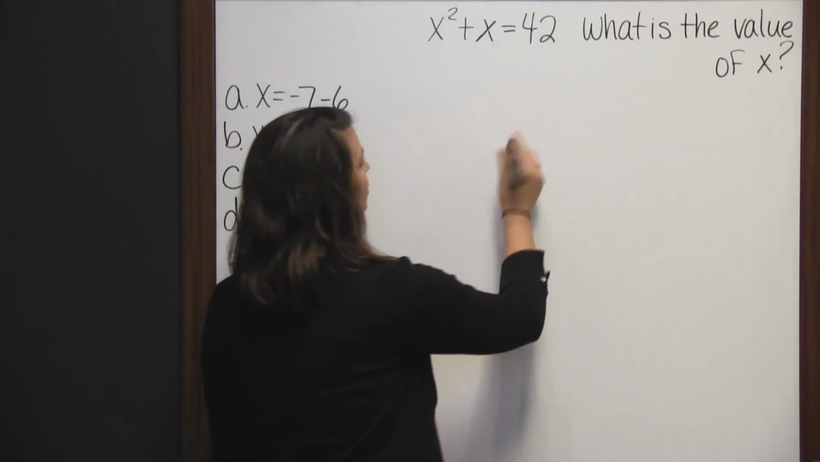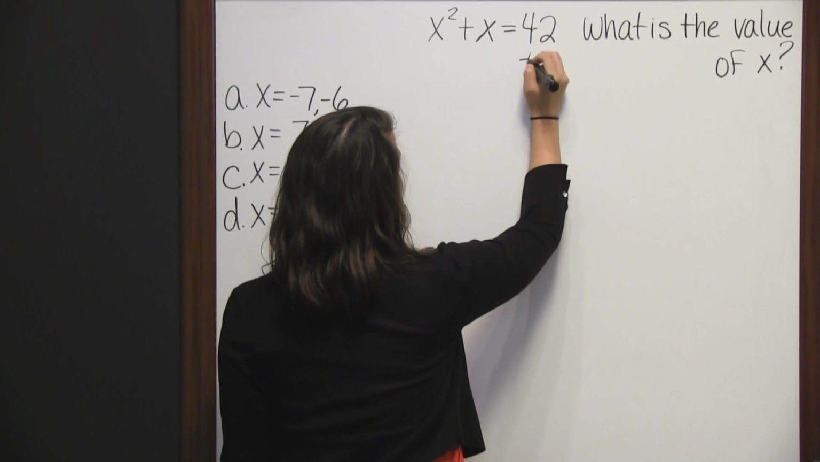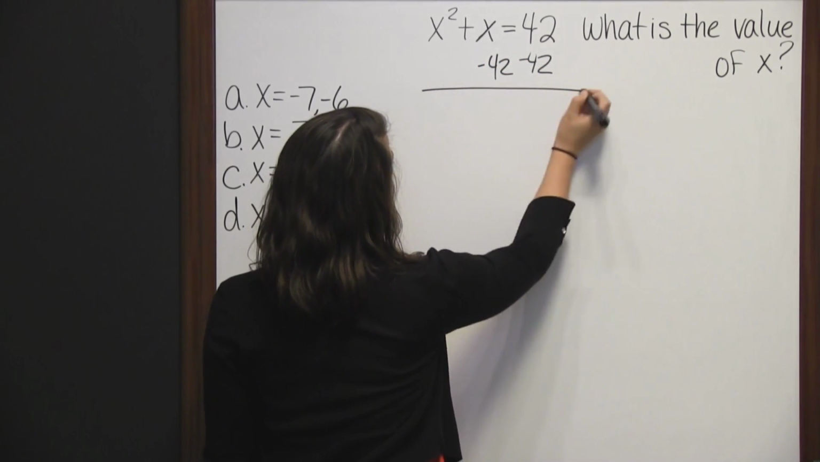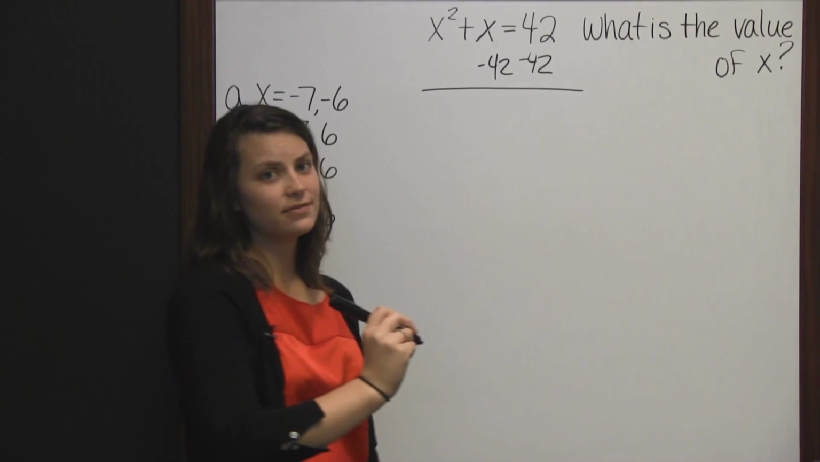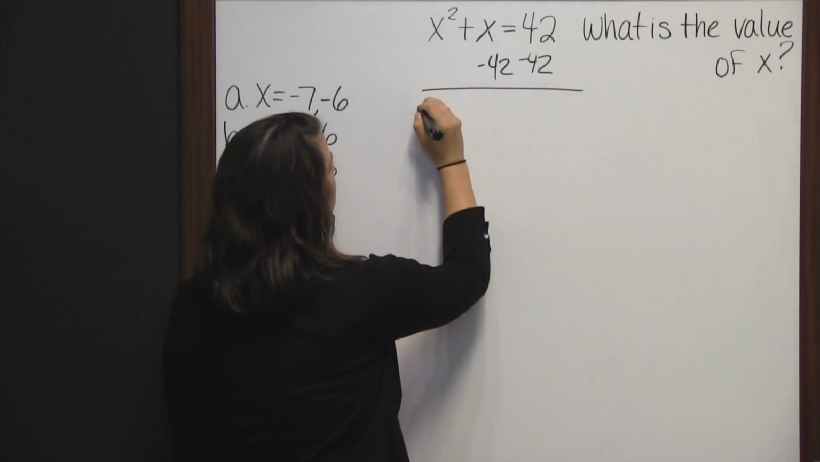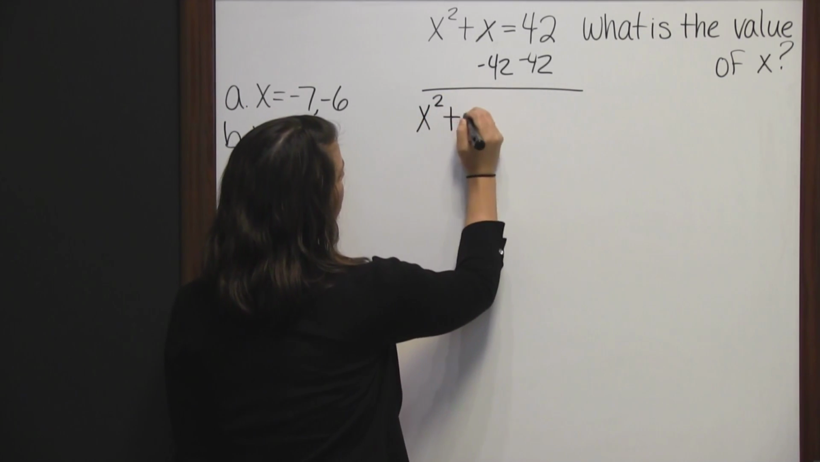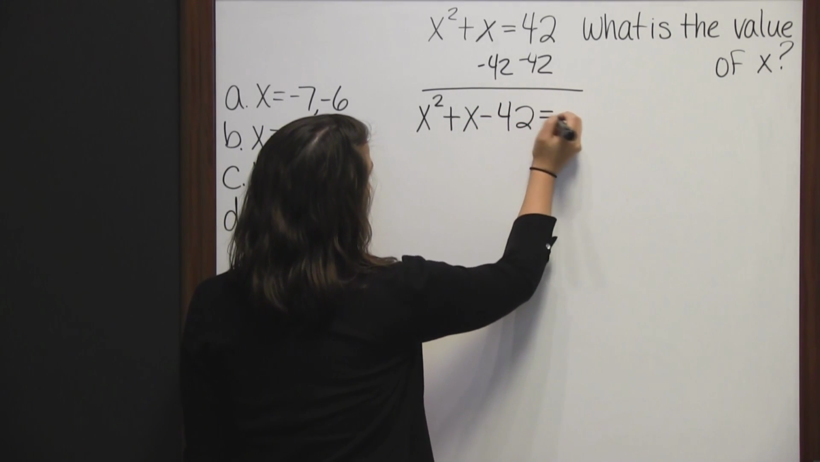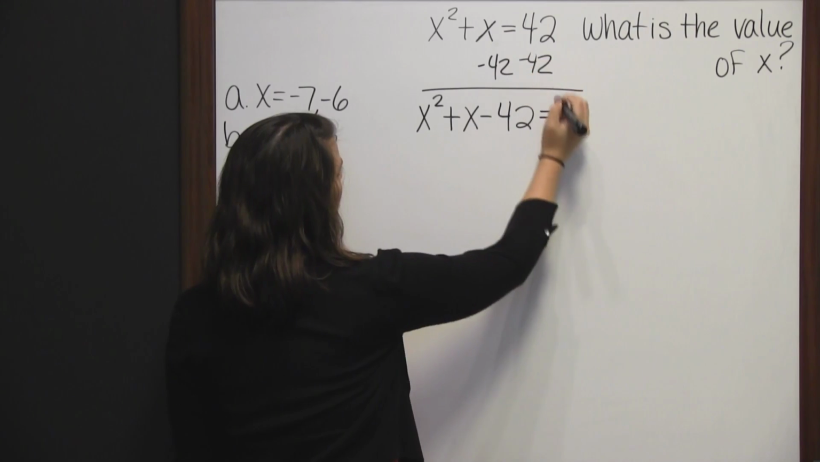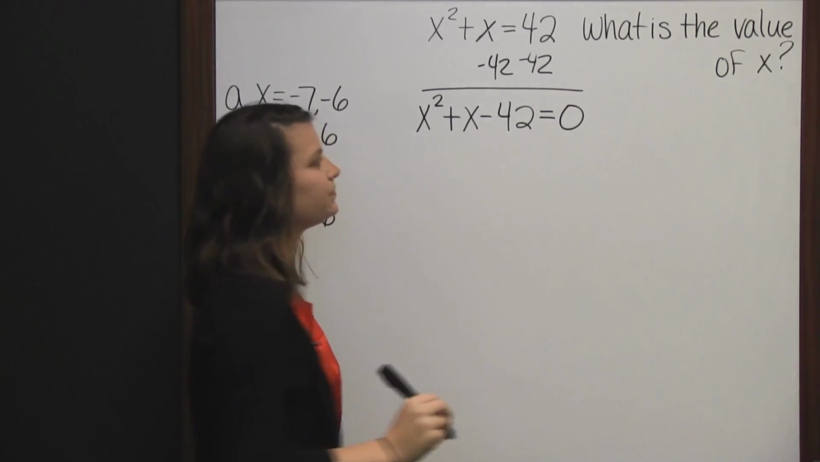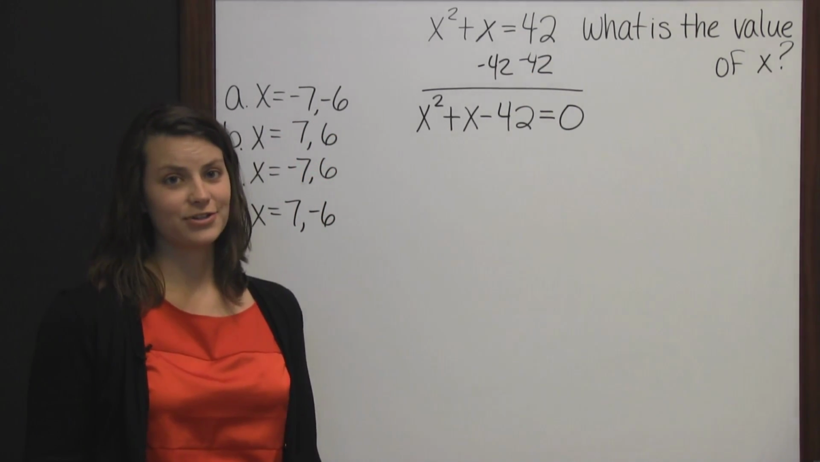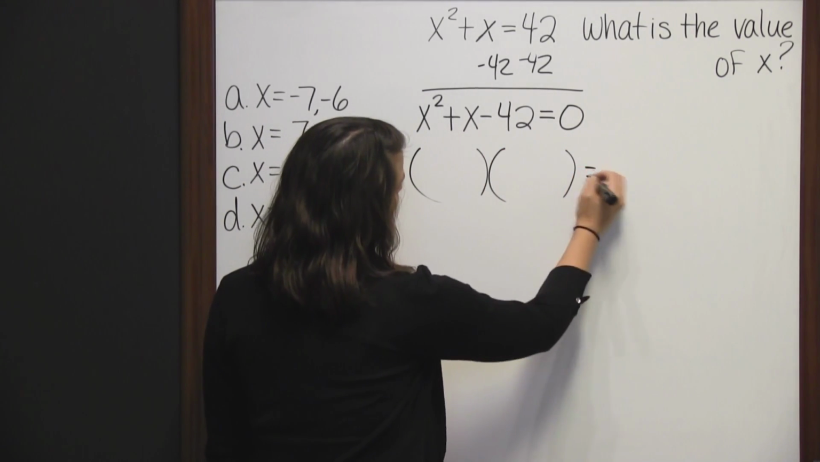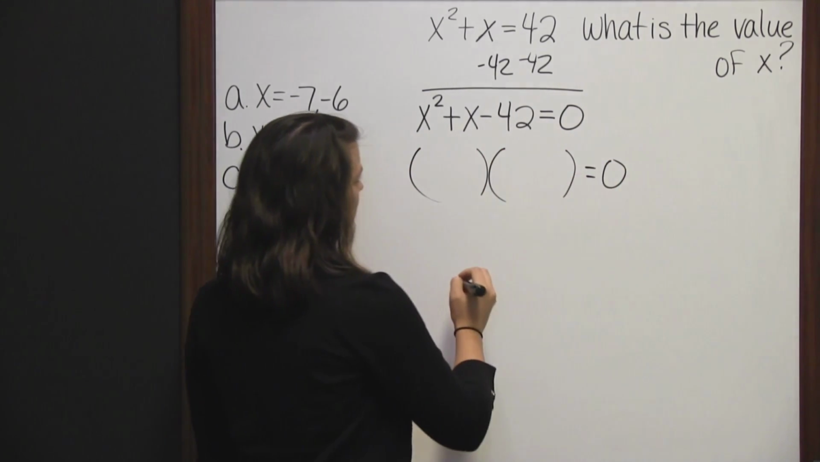If I want to factor, then the first thing I need to do is move this 42 to the other side. So subtract 42 from both sides of the equation. So I have x squared plus x minus 42 equals 42 minus 42 is 0. Now I'm ready to factor this trinomial. So I start with my parentheses for my two binomials.